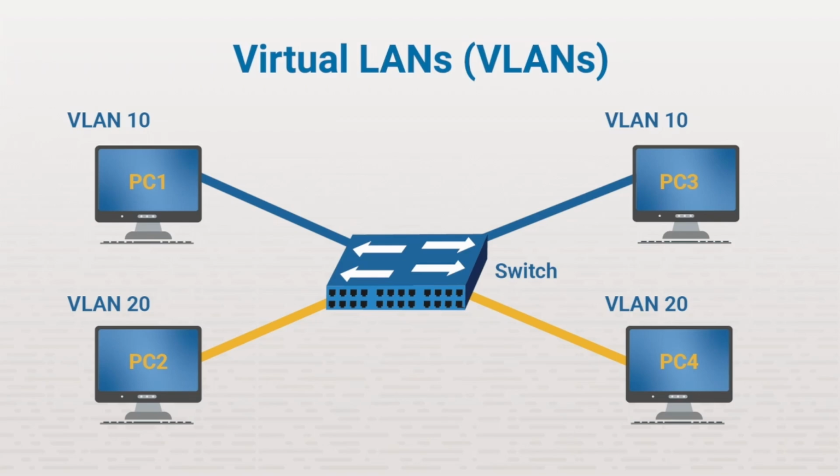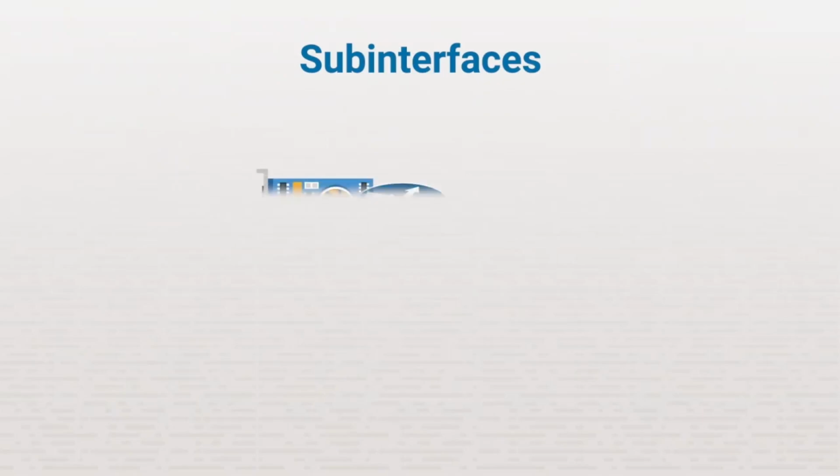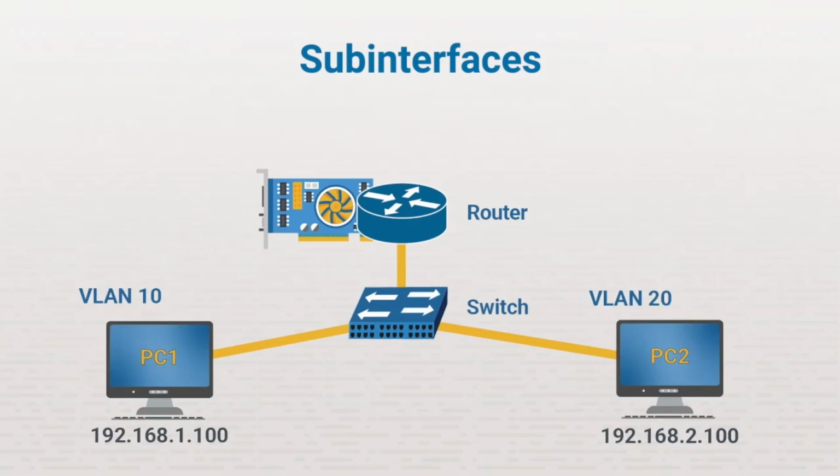Obviously, there may be times when you want to route traffic between VLANs and you need a router to do that. But what if your router only has one interface card? That's where subinterfaces come in. For example, if your router only has one physical interface, but you need to connect to two different VLANs, you can create two subinterfaces for that card, one for each VLAN.